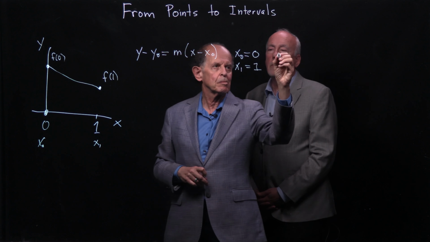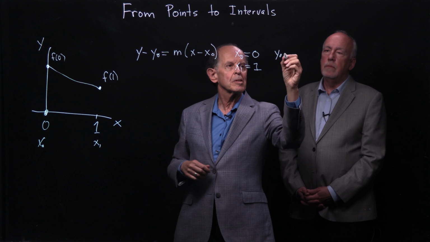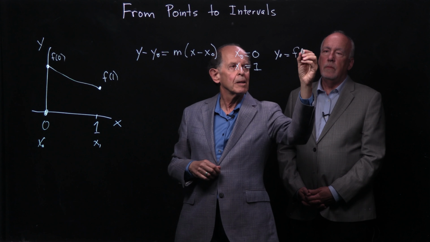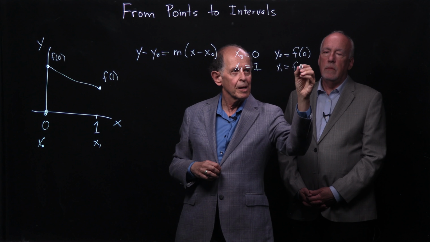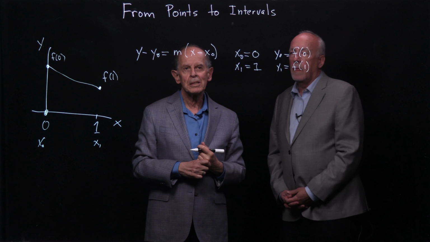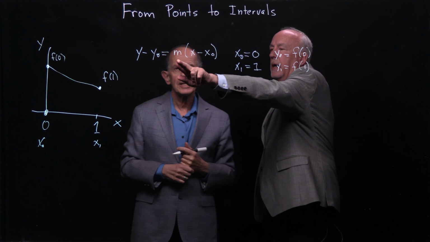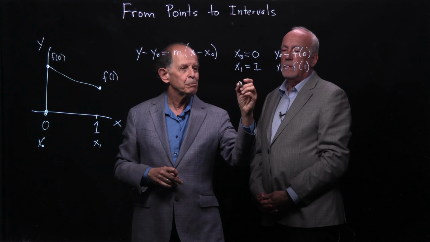And we know that to write everything out, y0 is equal to f of 0, and y1 is equal to f at 1. So we have all the parameters we need. So how is m connected to these things? Okay, so the next thing to do is to compute m.